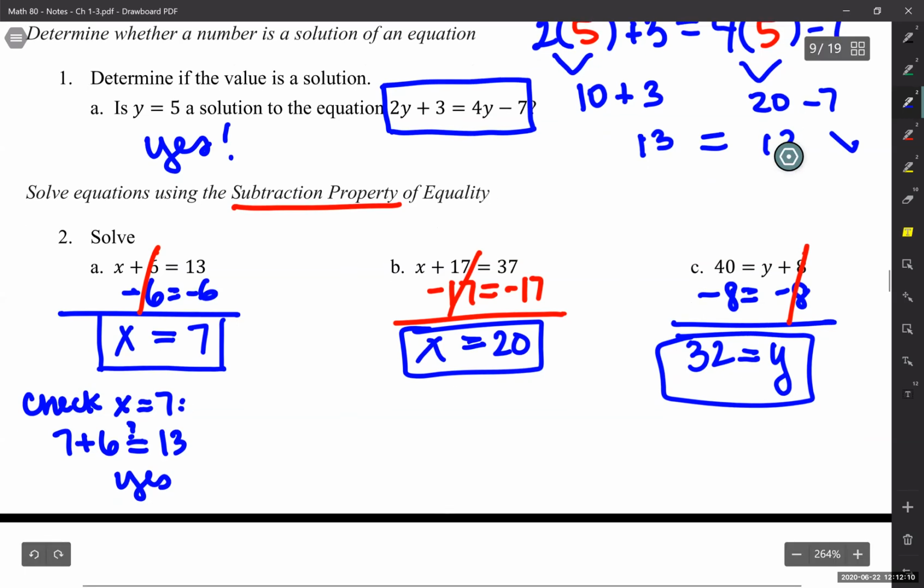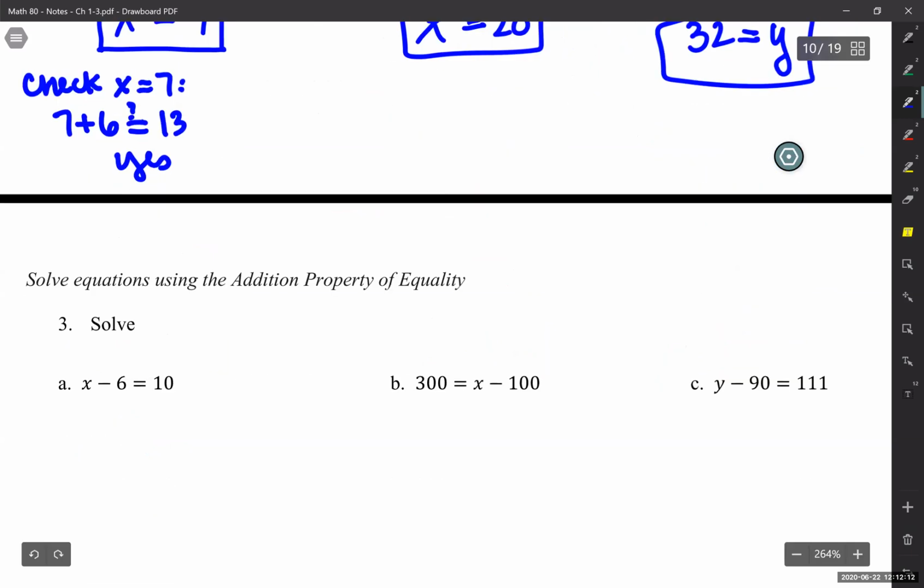All right, so we're moving on to the addition property. That means we are dealing with subtraction equations, and to undo the subtraction, we need to do addition. So here, x minus 6, I'm going to add 6 this time. Whatever you do to the left side, you need to do to the right side. And so adding 6, 10 plus 6, I get 16. The negative 6 and the positive 6 cancel each other out.